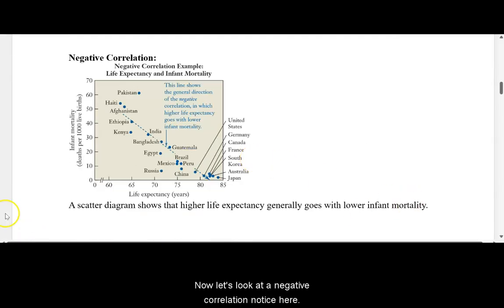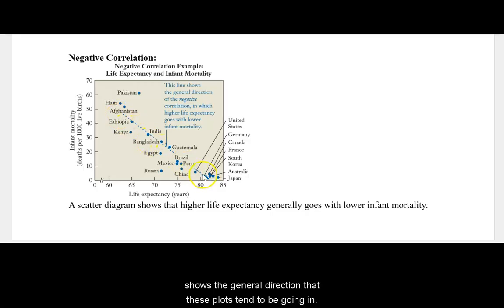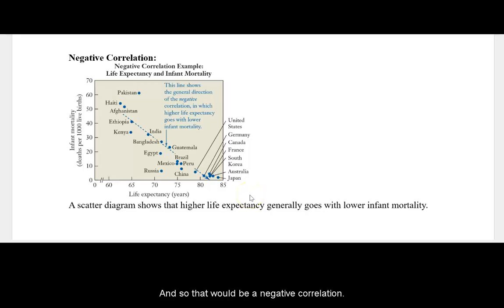Now, let's look at a negative correlation. Notice here, this is an example showing you life expectancy and infant mortality. This is showing you the different countries and where their values would be on this graph. Generally you'll have the scatter plot, and what you do is try to find this line of regression that shows the general direction that these points tend to be going in. And in this case, the general direction is a negative correlation because as the life expectancy increases, right, you'll notice here it goes with a lower infant mortality. And then you've got the different countries. And this is showing you that the higher life expectancy generally goes with a lower infant mortality. And so that would be a negative correlation.